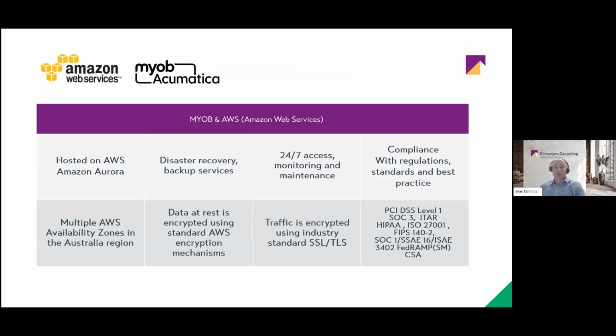As part of your monthly license fee with MYOB Acumatica, MYOB has chosen to host MYOB Acumatica on Amazon Web Services. Part of your monthly license fee covers everything you see on the screen. So disaster recovery, backups, compliance, monitoring, maintenance. Your data is encrypted at rest as well as in traffic. It meets a lot of the compliance in the bottom right-hand corner. We've got a lot of government institutions and financial institutions running MYOB Acumatica, so it's had to meet a lot of compliance. All your data is absolutely within Australia or hosted within Australia.